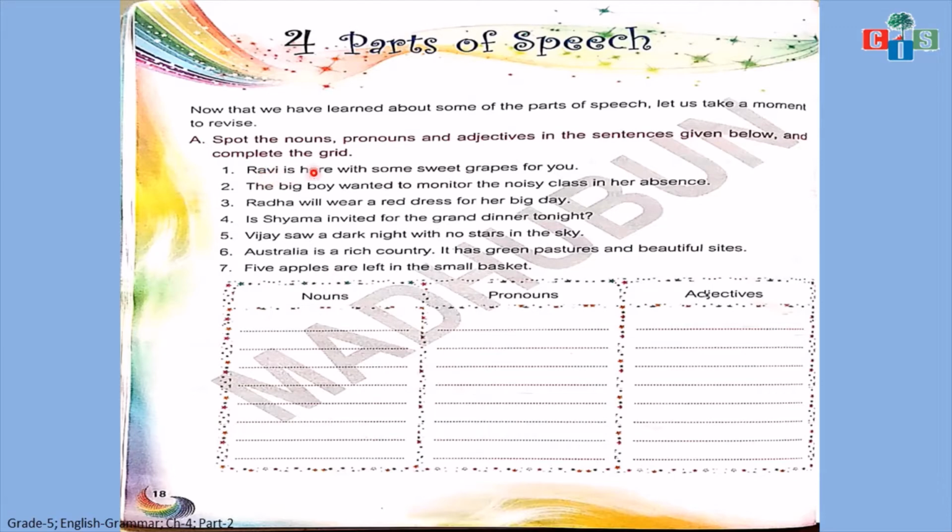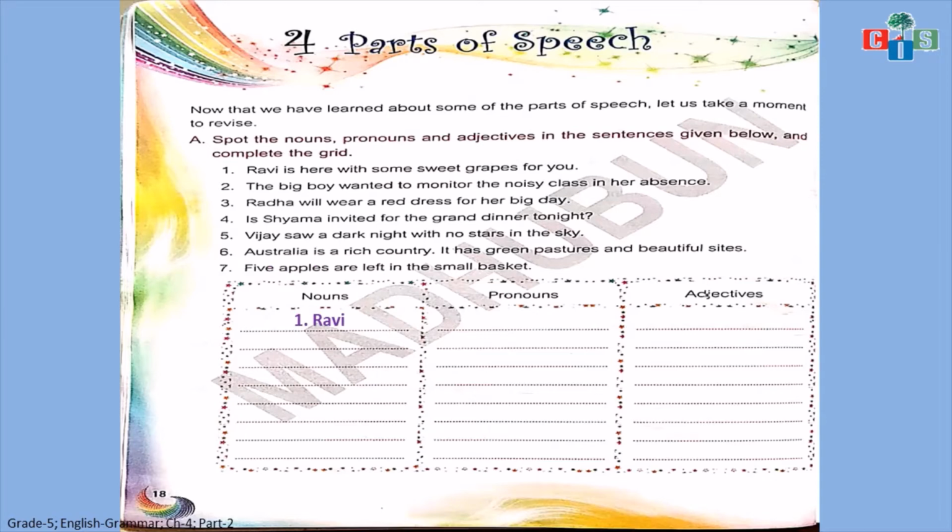First one: Ravi is here with some sweet grapes for you. So scholars, in our previous video I told you what is a noun. Naming words. Naming words of what? Naming words of any person, place, thing or an animal can be called a noun. So here Ravi is the name of a person, the name of a boy, right? So Ravi will come here in this grid, in this column of nouns, okay.